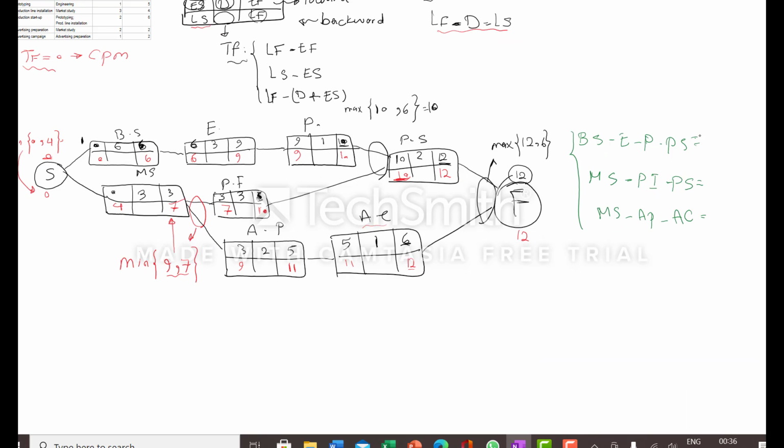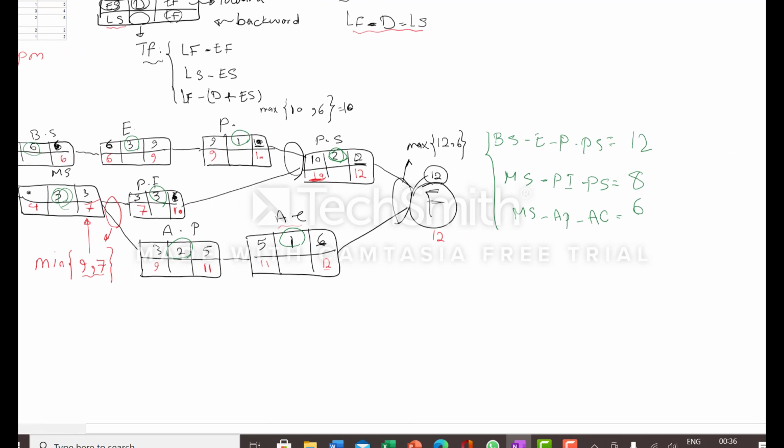The duration is 6 plus 3 plus 1 plus 2, 12. 3 plus 3 plus 2, 8. 3 plus 2 plus 1, 6. So we can use the 12 as the maximum duration of this path. So the CPM is this one.